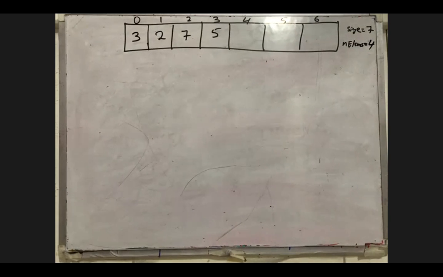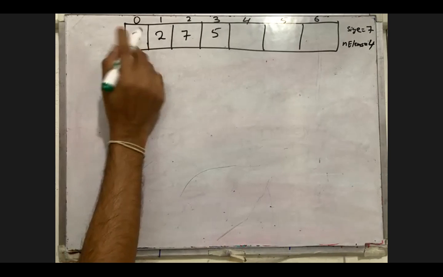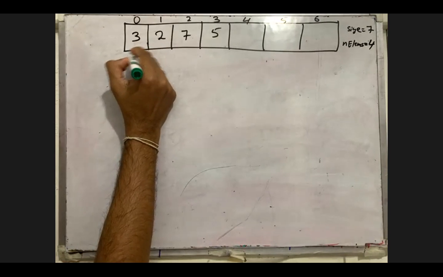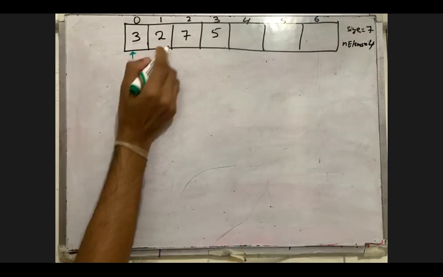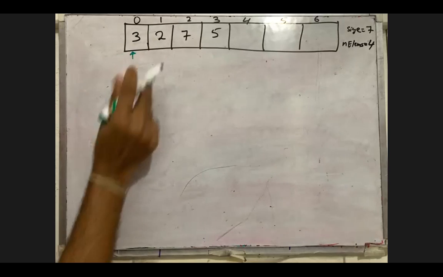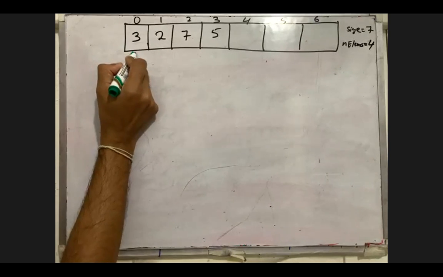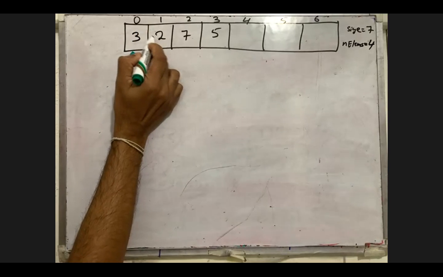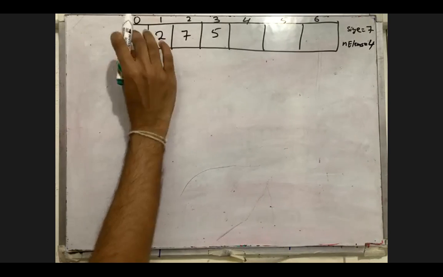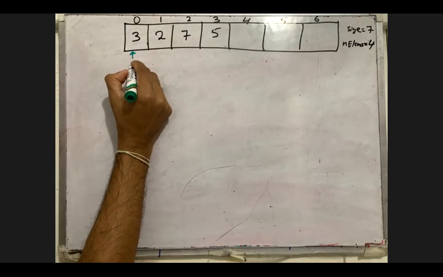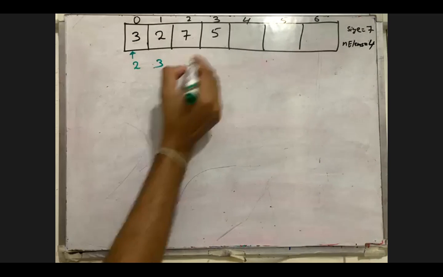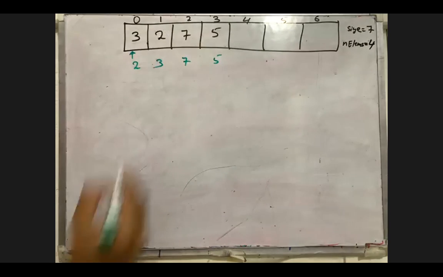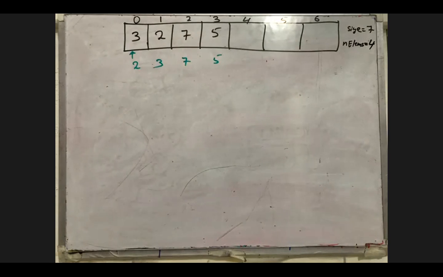Okay. Now how does bubble sort work? It starts from this location and checks whether the next one is smaller than this one. Yes, you start from this location, and if the next one is smaller than this one, then swap. Then 2 comes to here, 3 comes to here, and 7 and 5 stay as they are.